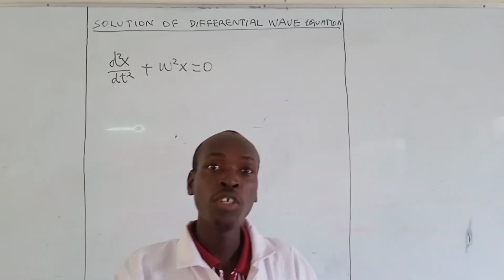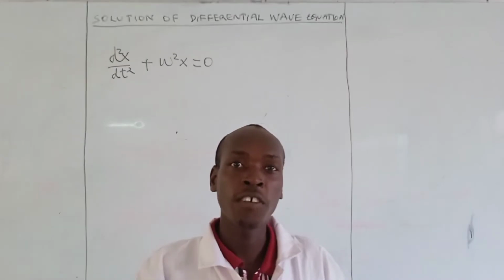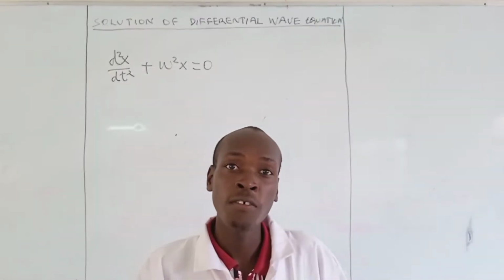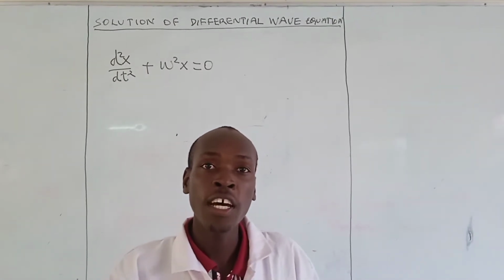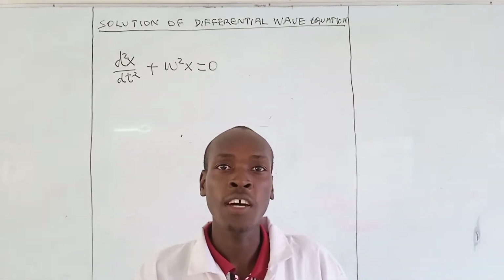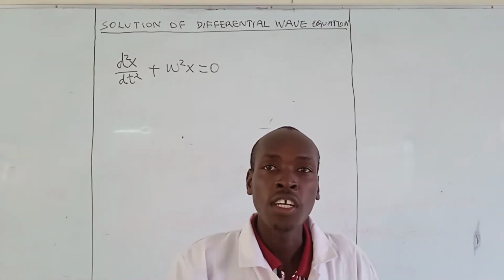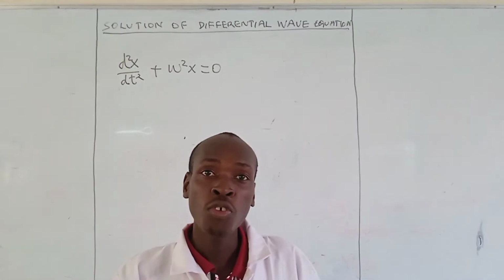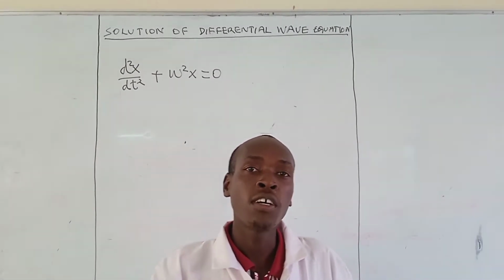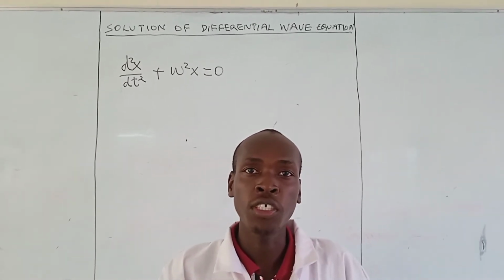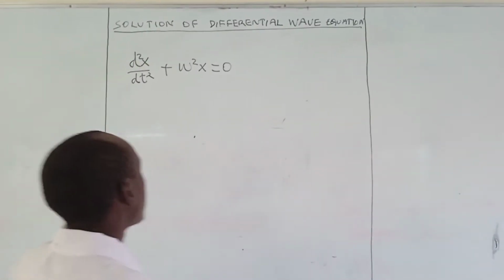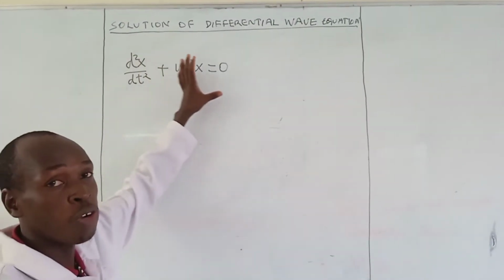Today we are going to look at the solution of the differential wave equation. If you don't know how to derive the differential wave equation yet, I have done a video on the same, and I'm going to provide the link so that you can access it. We are going to give the solution of the differential wave equation to the extent of getting the maximum velocity of simple harmonic motion, and we are going to start from the acceleration. This is the differential wave equation.